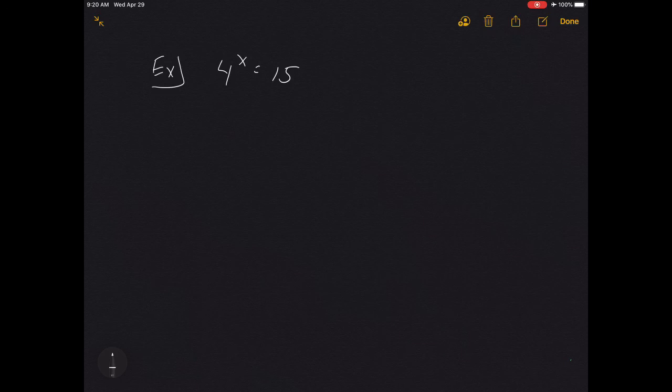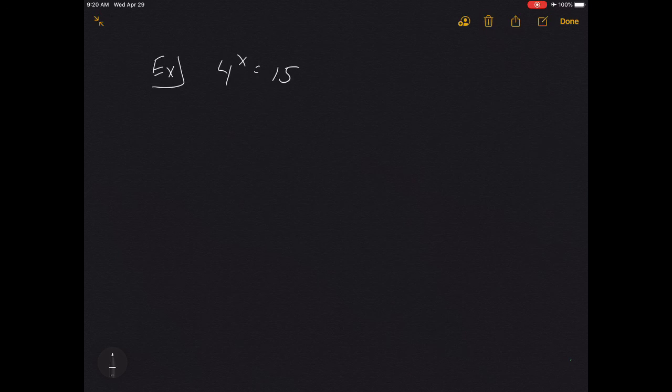Well, 4 to the x is definitely exponential, but I look at the right side and I think 15, okay, so can I make 15 a power of 4? 15 is not an easy power of 4. 4 to the first power is 1. 4 to the second power is 16. That's already past 15. So it's going to be something in between 1 and 2, but it's not going to be an easier one to figure out.